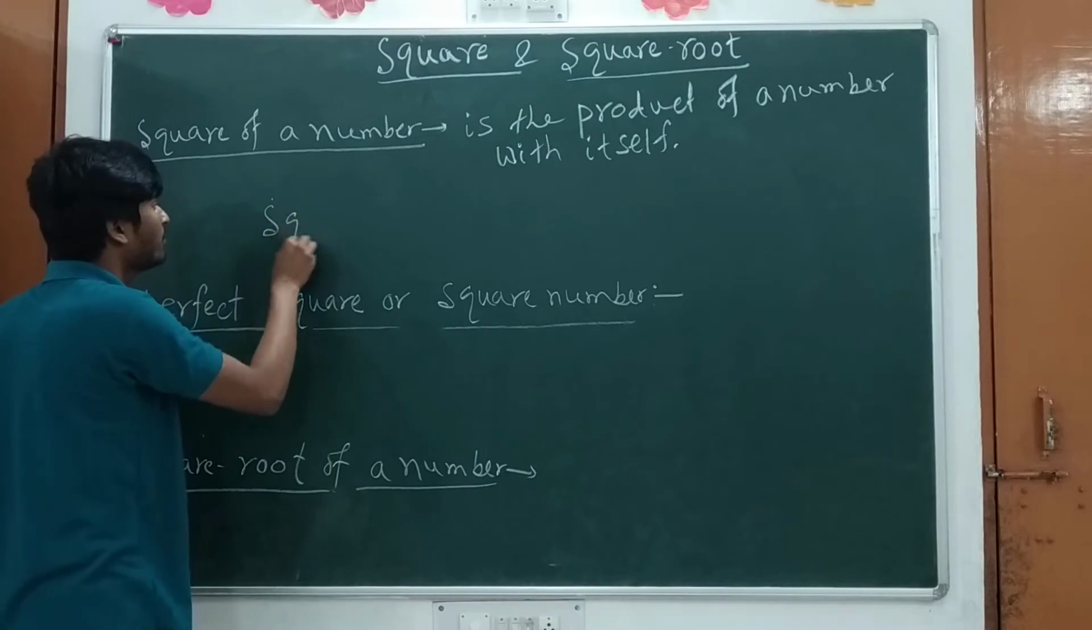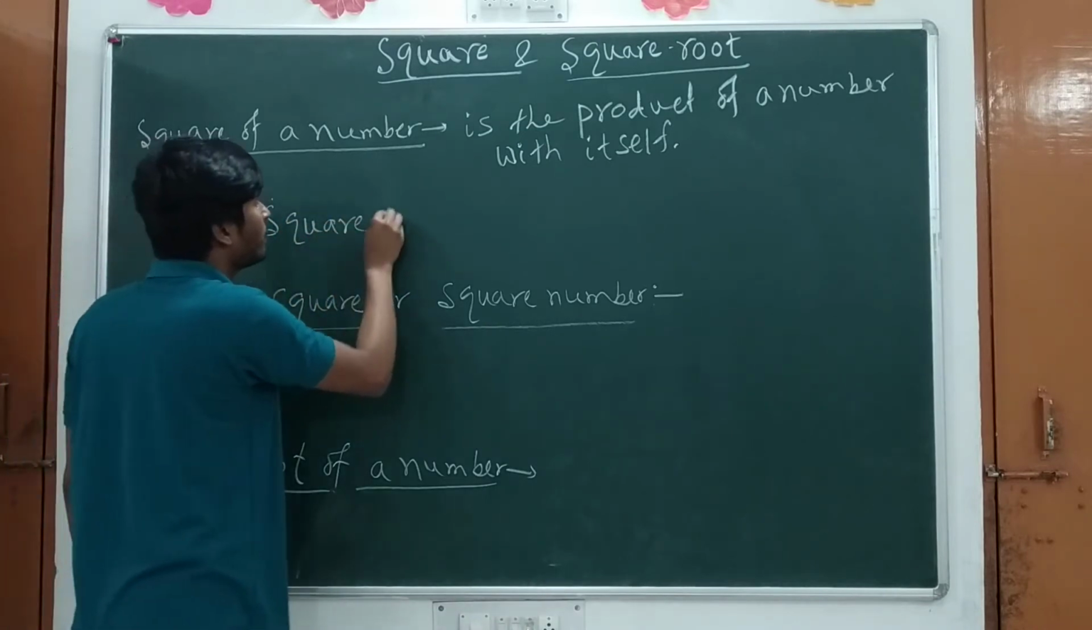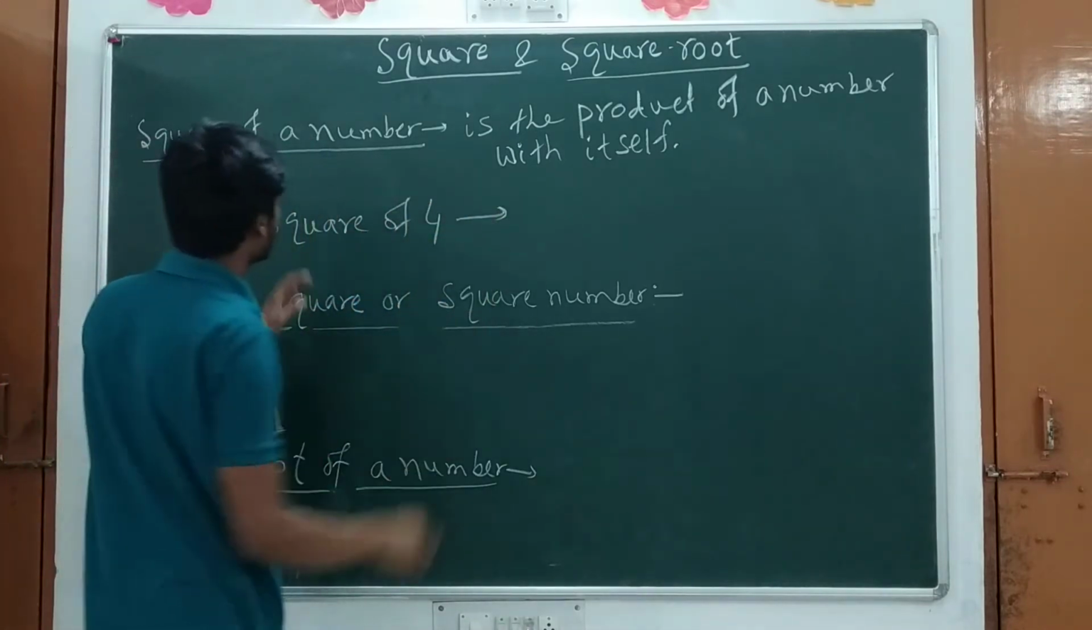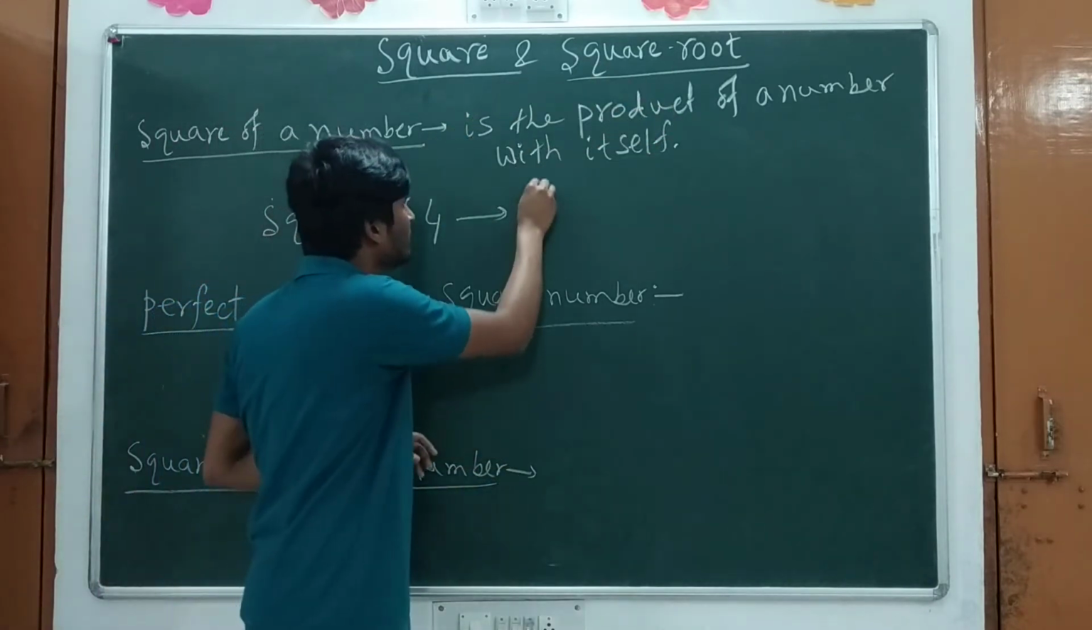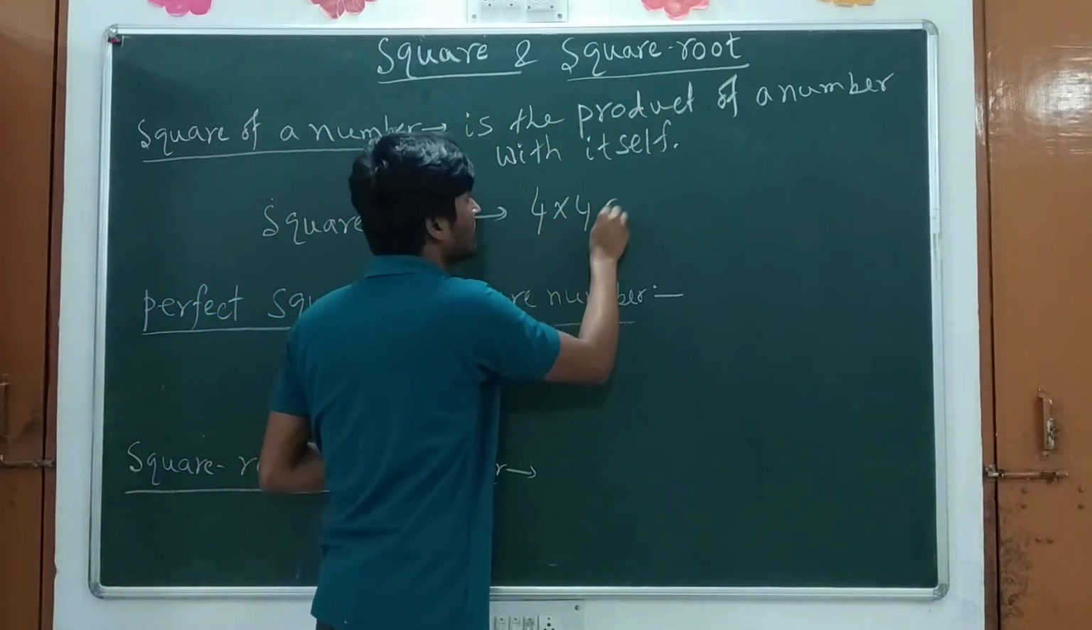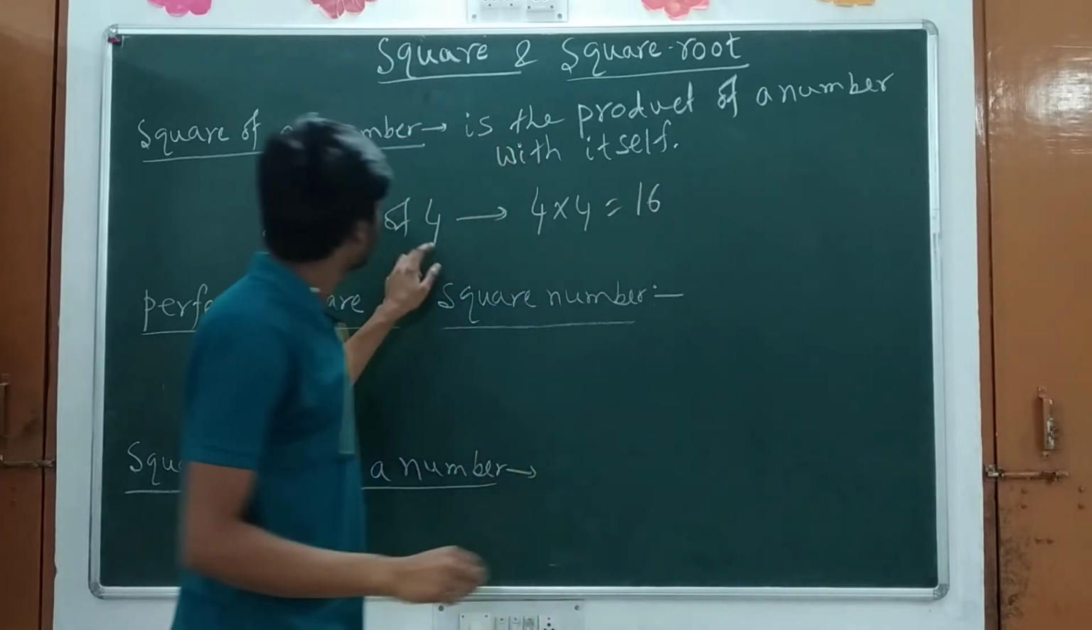So square of 4, what will it be? Square of 4 means the product of the number with itself. So square of 4 will be 4 into 4, that is 16. So square of 4 is 16.